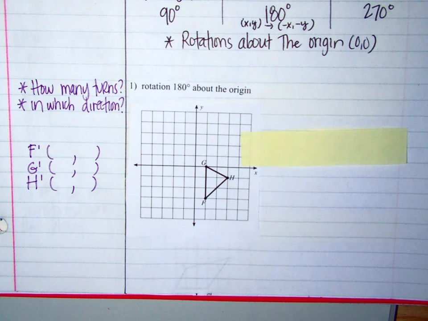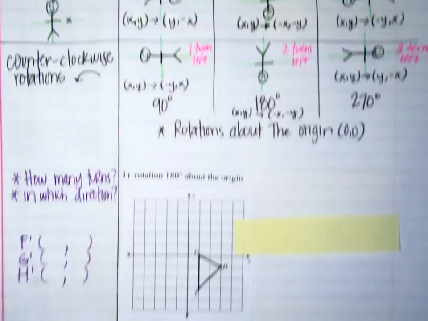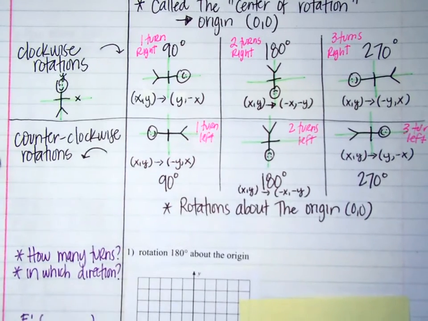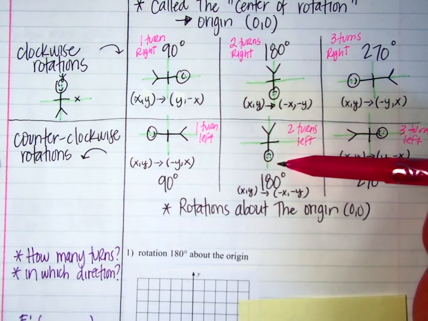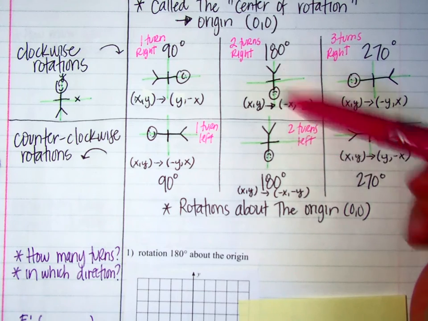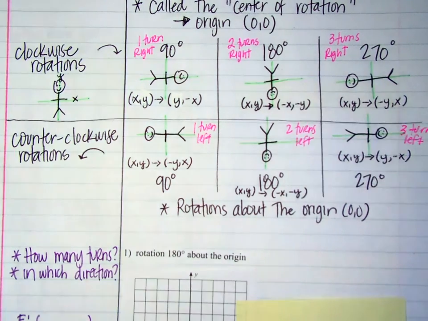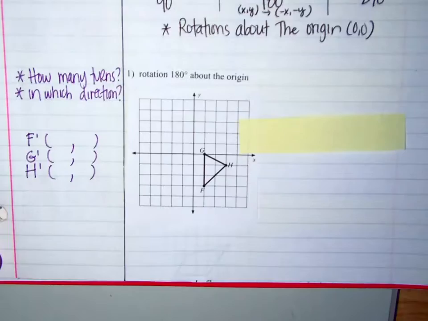We're going to rotate this particular figure 180 degrees about the origin. So the two questions you need to be asking yourself right now is how many turns and in which direction. So for 180 degrees, if you notice in the chart above, it really doesn't matter whether you go clockwise or counterclockwise. We're always going to be upside down. So it doesn't matter left or right. Okay, so you make that choice.